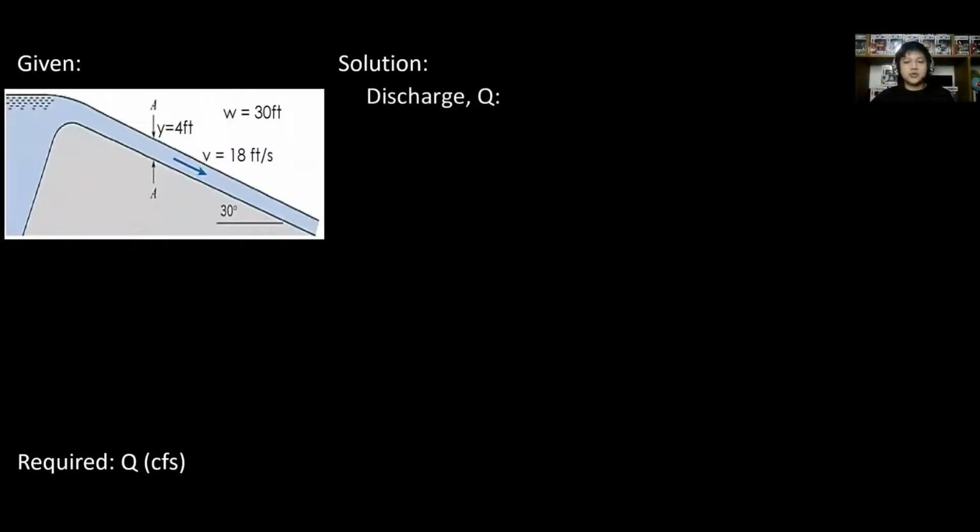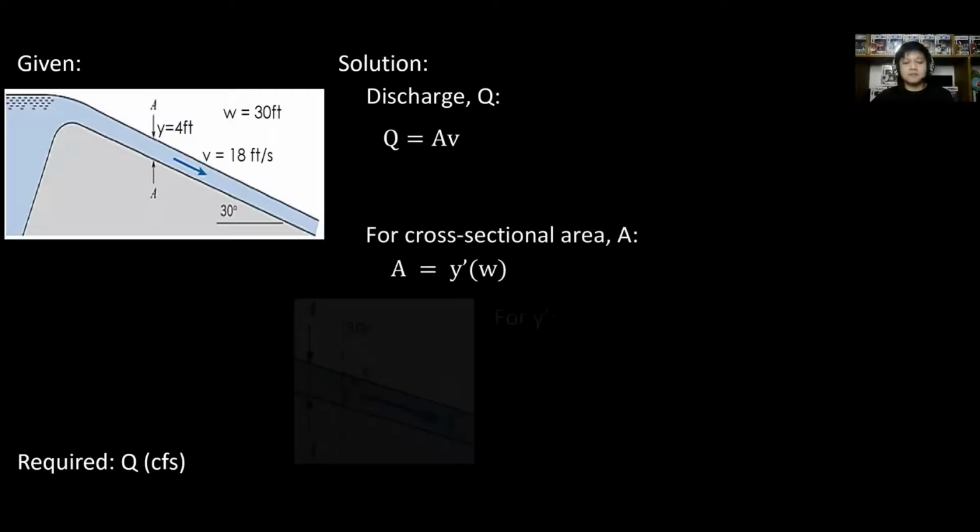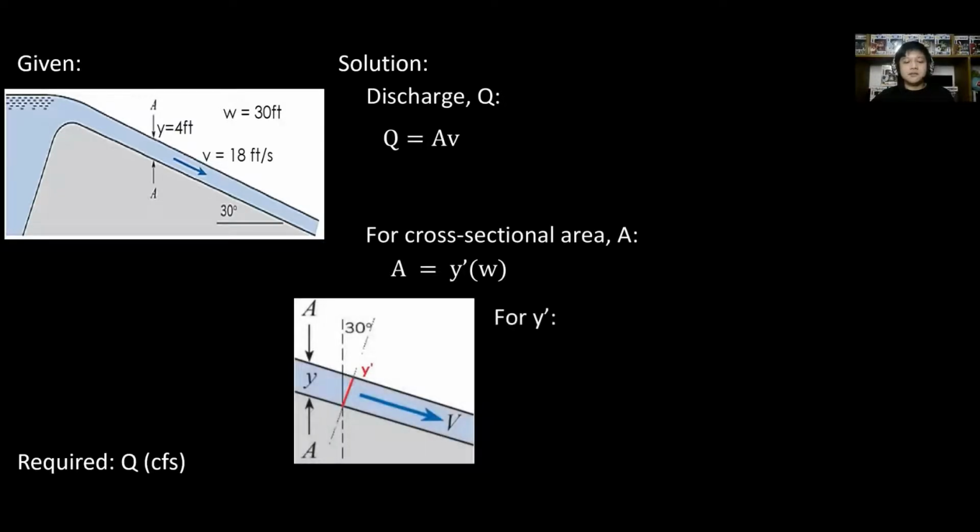For discharge, Q is equal to A times V. For cross-sectional area, take note to consider the perpendicular area to the flow. Thus, A is equal to Y prime times W, or the width of the channel. For Y prime, let us consider cosine of 30 degrees equal to the adjacent, that is Y prime, over hypotenuse Y. Rearrange and substitute Y as 4 feet.